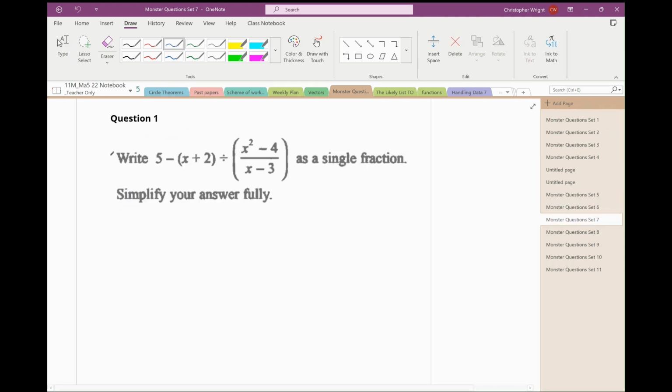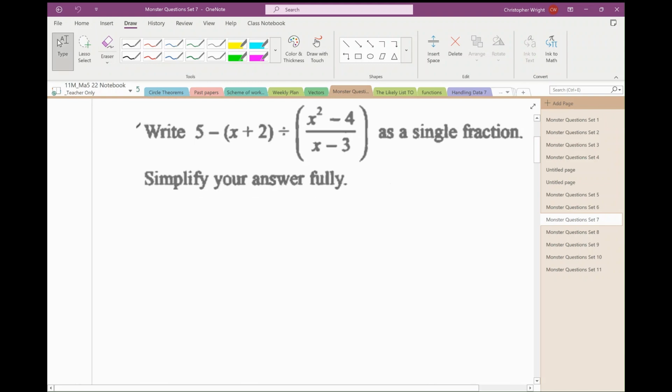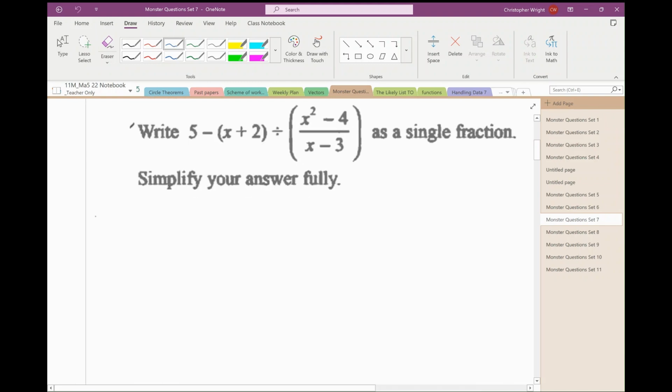Okay, that is number 4. Question 1. I need to write this expression as a single fraction. I see I've got a subtraction and a division, so I'm going to do the division first. So I've got 5 minus, right, put this in a bracket, x plus 2 over 1 multiplied by x minus 3 over x squared minus 4. Well, that's the difference of two squares, x plus 2, x minus 2. Okay, so I've got 5 subtract.